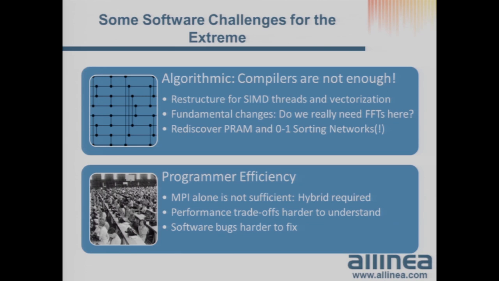But that's still not going to be enough. You do have to restructure your code to cope for performance, to get that performance out at the extreme. You know, restructuring to get the most out of SIMD parallelism, vectorization on the Intel Xeon Phi, for example. Sometimes you have to do more fundamental changes as you try and take your code to something extreme.